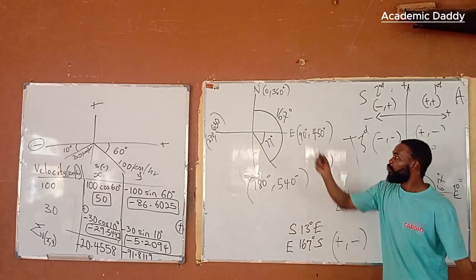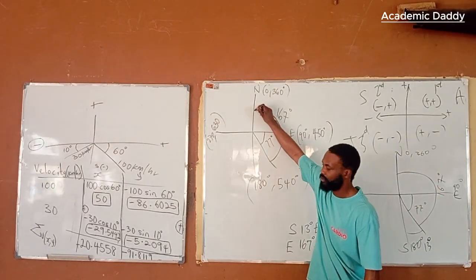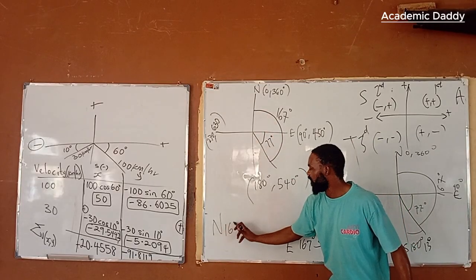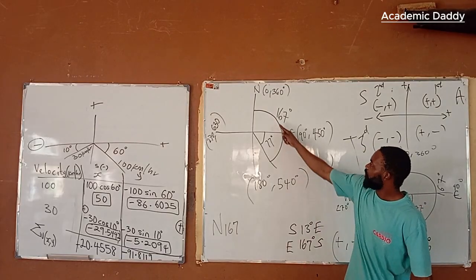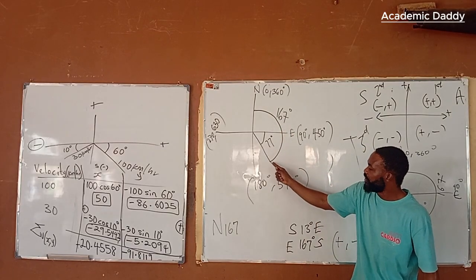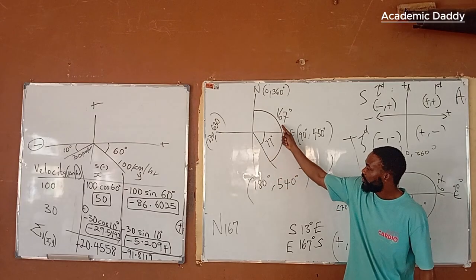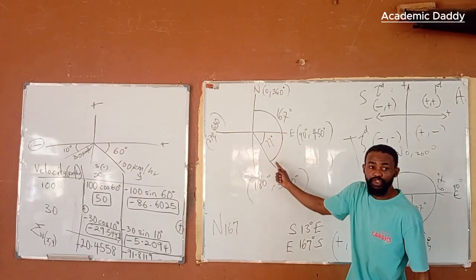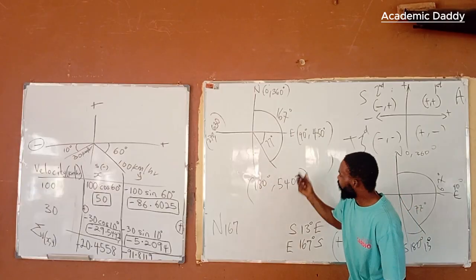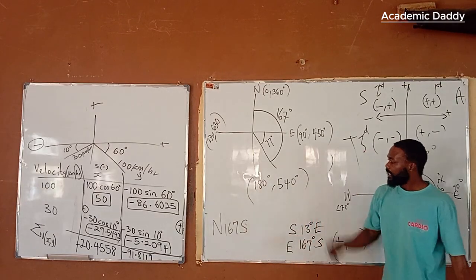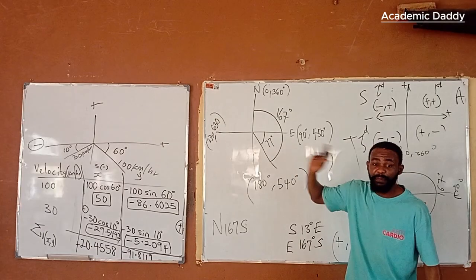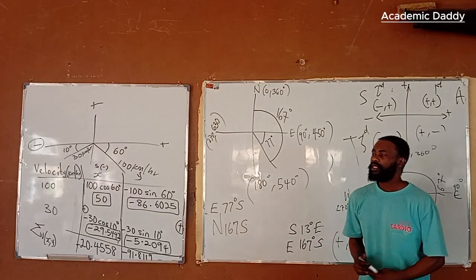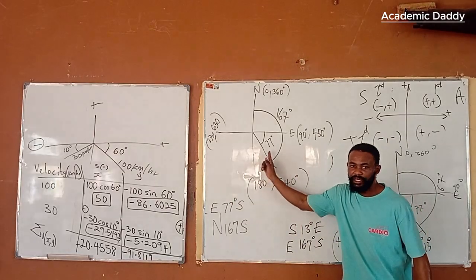Now, please check for me. Where did I start this angle? It is from the north, isn't it? So I will have north. What do I have in between this north and this? 167. Now watch. This angle now that I'm seeing, where is it running to? South. It has crossed the east and is tending towards the south. Are you seeing it? I will come and write S. If I want to call this 77 degrees, it simply means that what I will say is E 77 degrees south.